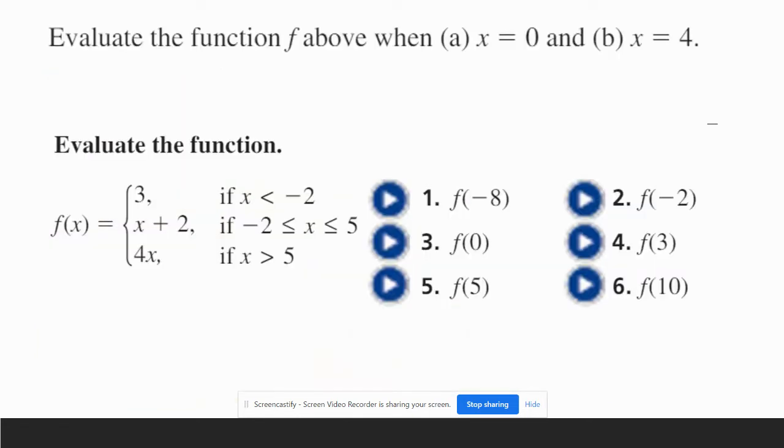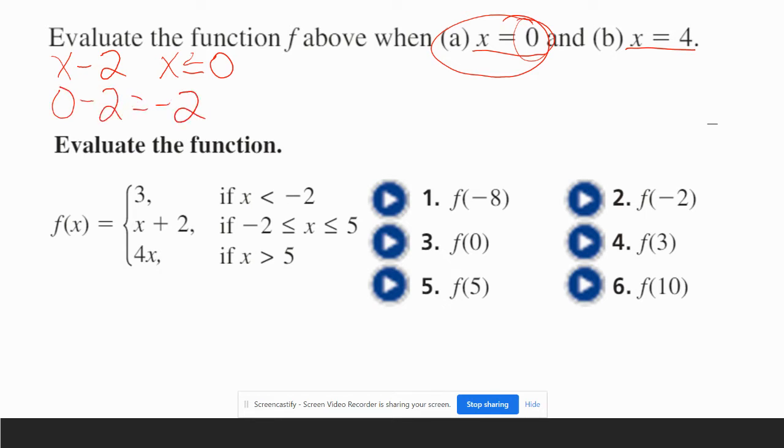So the first part of the example says evaluate the function above. Now, if you can see it on the graph, then you can just use the graph where x is 0 and x is 4. Otherwise, let's start with x is 0. So your top equation says x is less than or equal to 0. And if that is the case, then we use the equation x minus 2. So because 0 is equal to 0, then we're plugging 0 in for x and saying that it's negative 2. So f of 0 gives us an answer of negative 2.